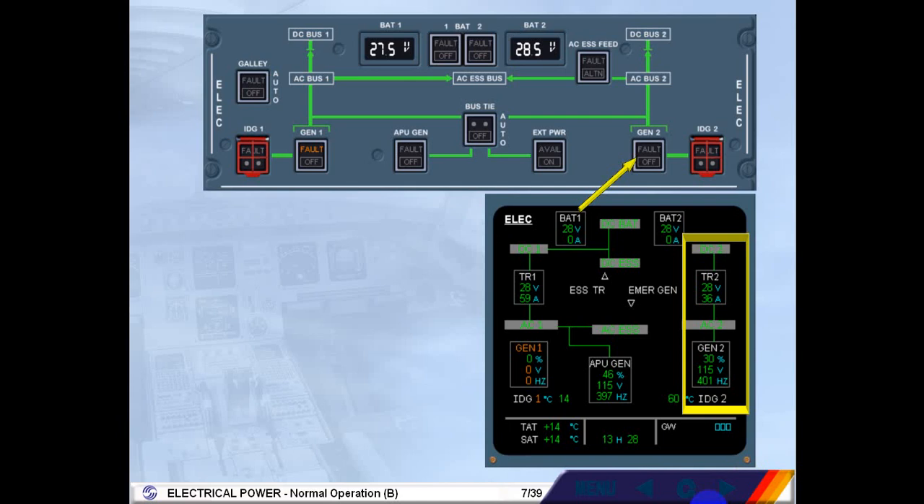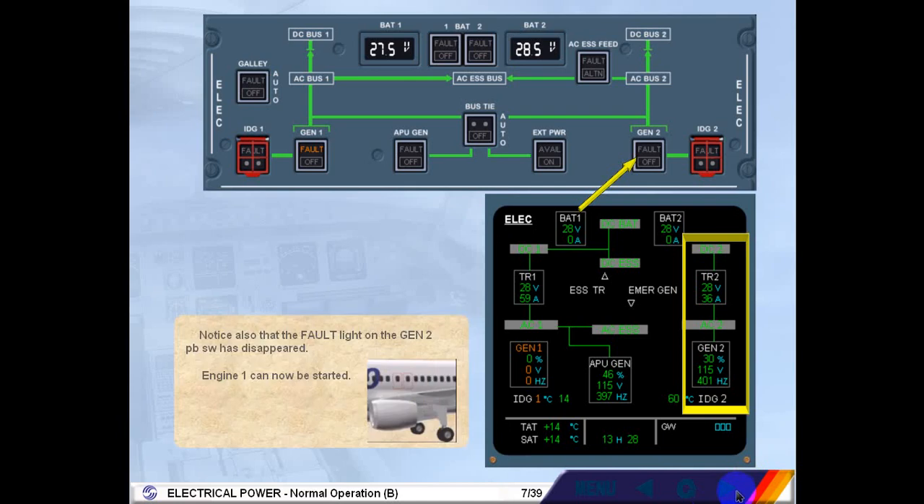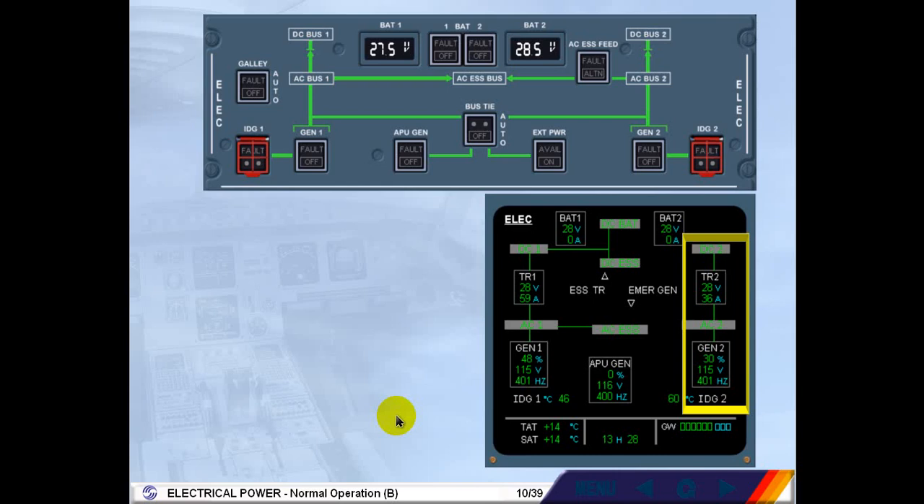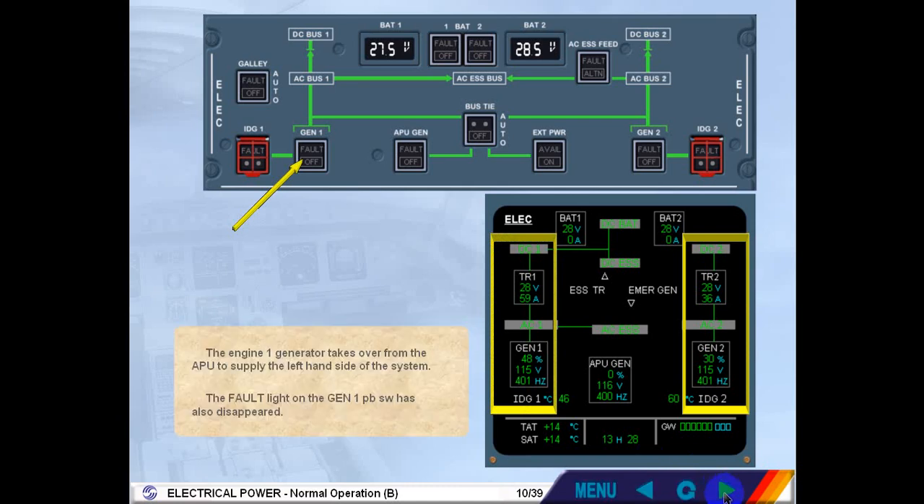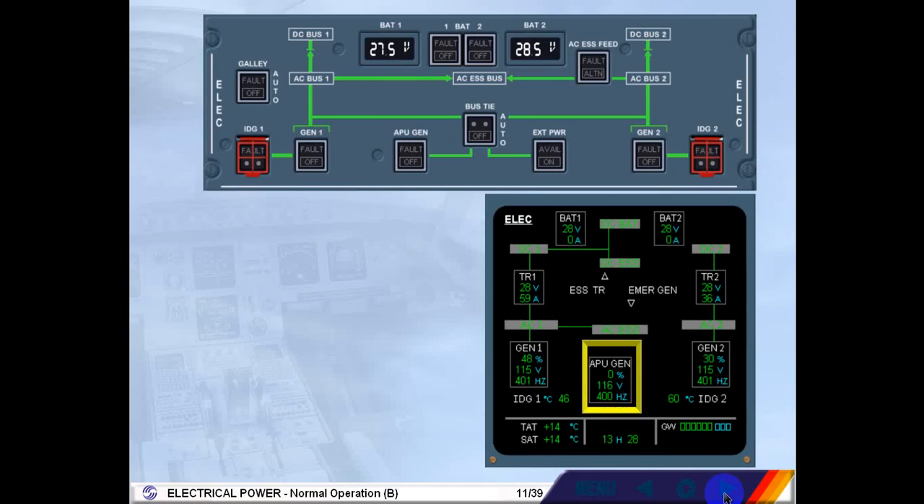Engine 1 can now be started. Click on engine 1. The engine 1 generator takes over from the APU to supply the left-hand side of the system. The fault light on the generator 1 push-button switch has also disappeared. The APU is no longer connected to the system, and the APU generator is now showing 0% load.